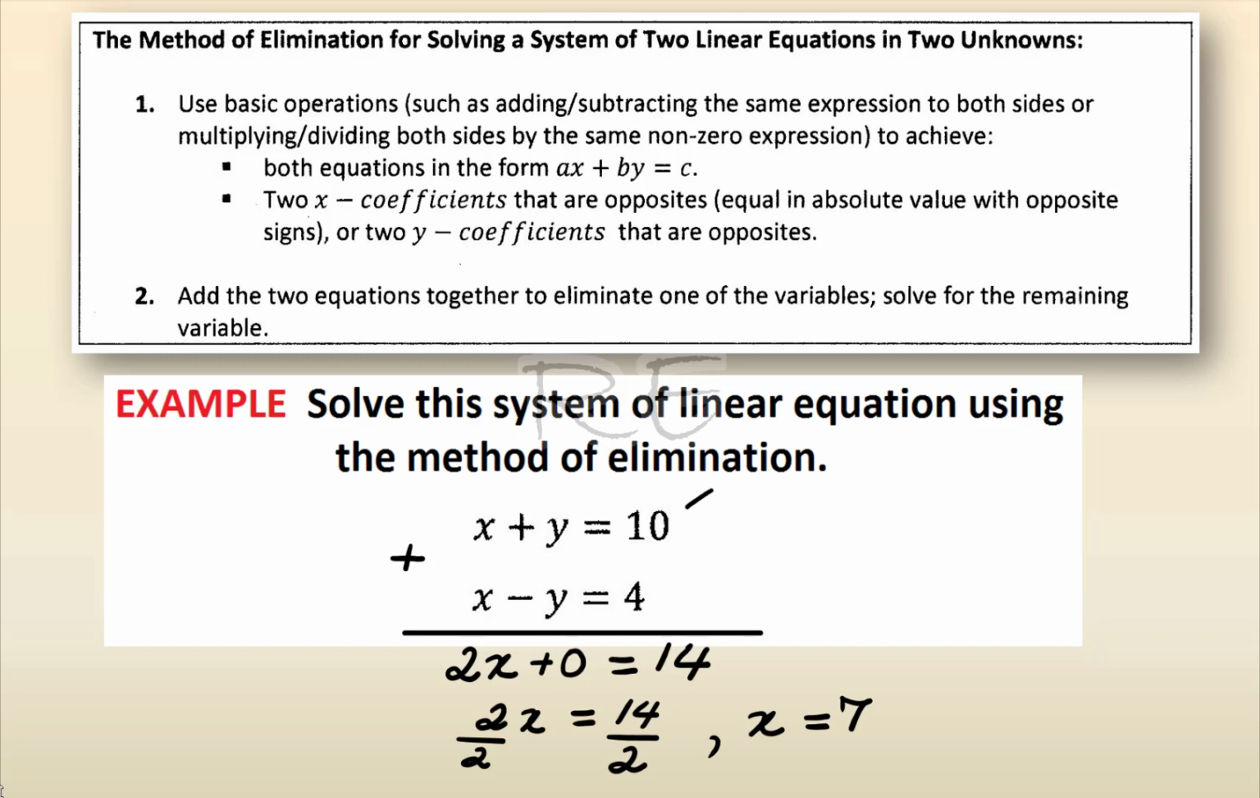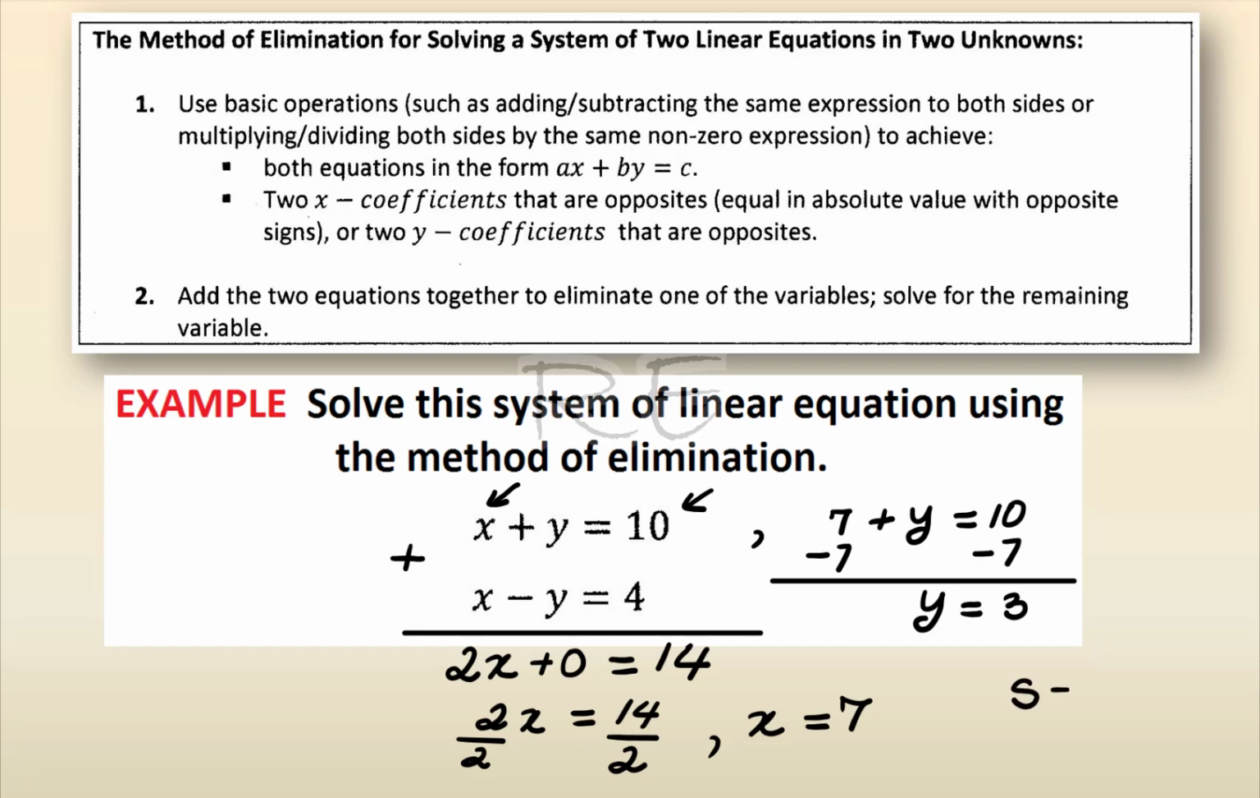7 can replace x in either of the two. If we choose the first one, then 7 plus y will be equal to 10. We replace x by 7. Subtract 7 from both sides. y is equal to 3. And the solution is the point 7, 3.